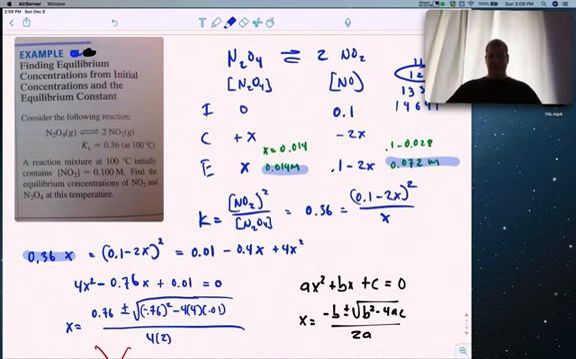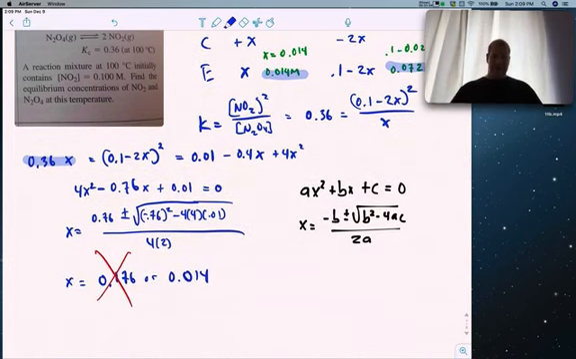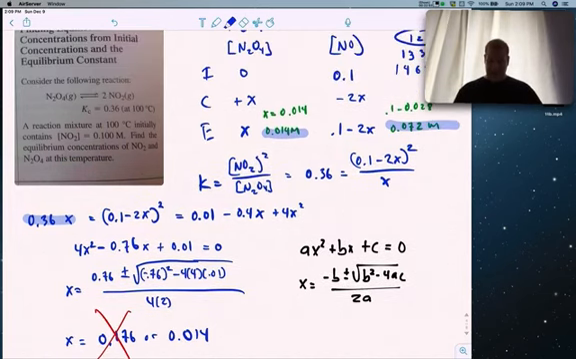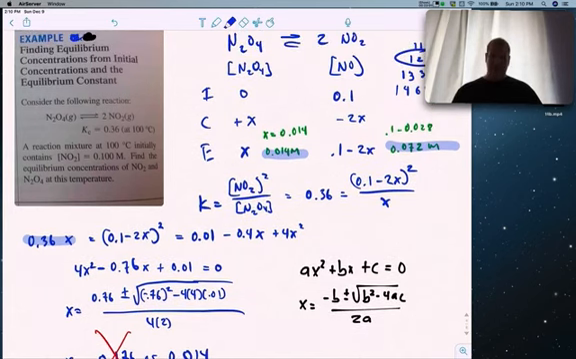And then we set our equilibrium expression, so 3.6 is 0.1 minus 2x quantity squared all over x. And we FOIL this, and we have 4x squared minus 0.76x plus 0.01 equals 0. Apply the quadratic equation, we get x equals 0.176 and 0.014. 0.014 is the only answer that makes sense, so we plug that back in, and we get 0.014 molar for the N2O4 and 0.072 molar for nitrogen dioxide.